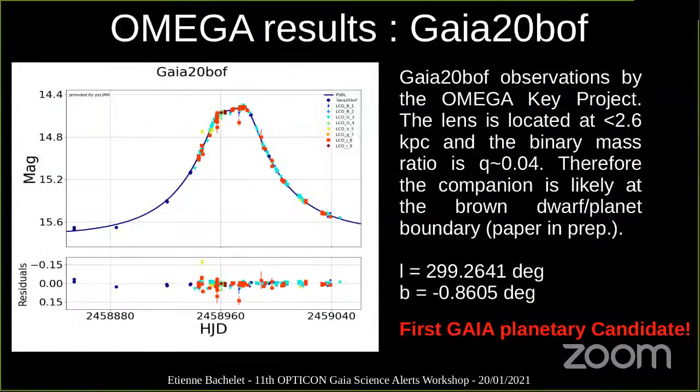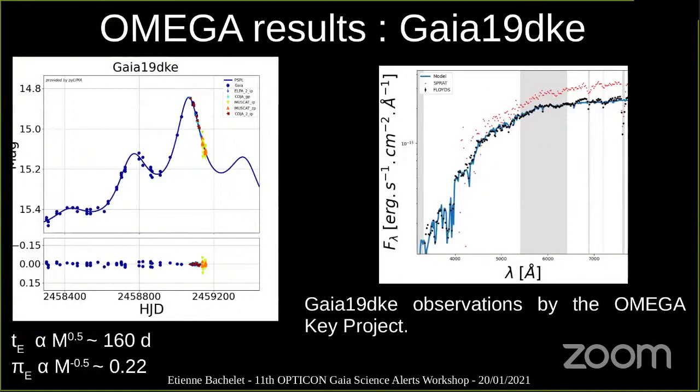Now I will conclude my talk with some examples. I would like to speak about Gaia20BOF, which, as you can see, shows some sign of anomaly on its peak. The most probable models tend to a high-mass planet or brown dwarf companion, so I think it's the first Gaia planetary candidate. Pretty exciting. And here is the Omega observation for the Gaia19DKE event that we already discussed in this meeting, so I will not go too much into details.